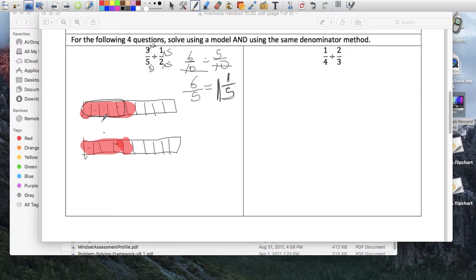Okay? These 5 will fit here one time. If you try to fit it again, only 1 out of the next 5 is going to fit in. And that's how your answer is 1/5.